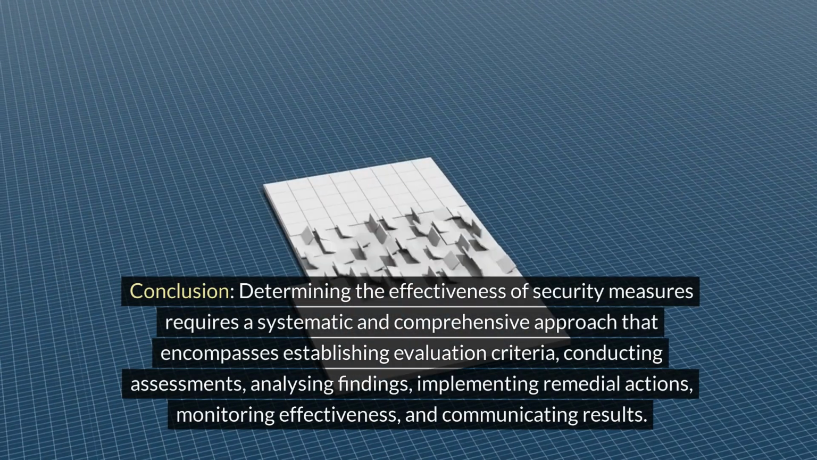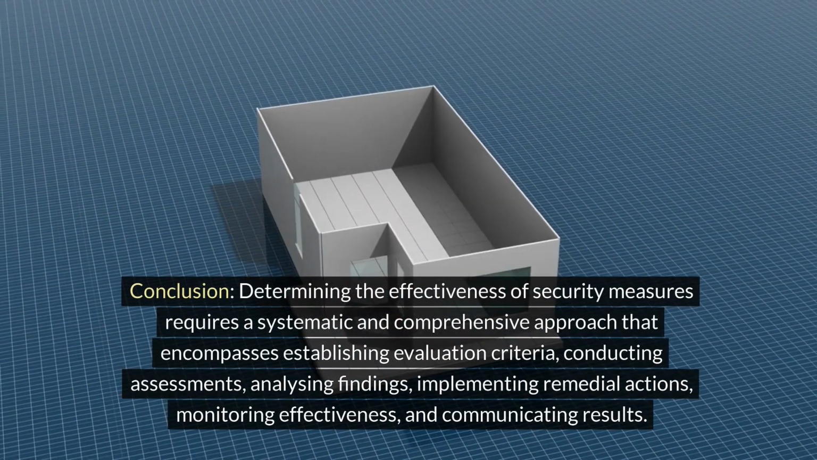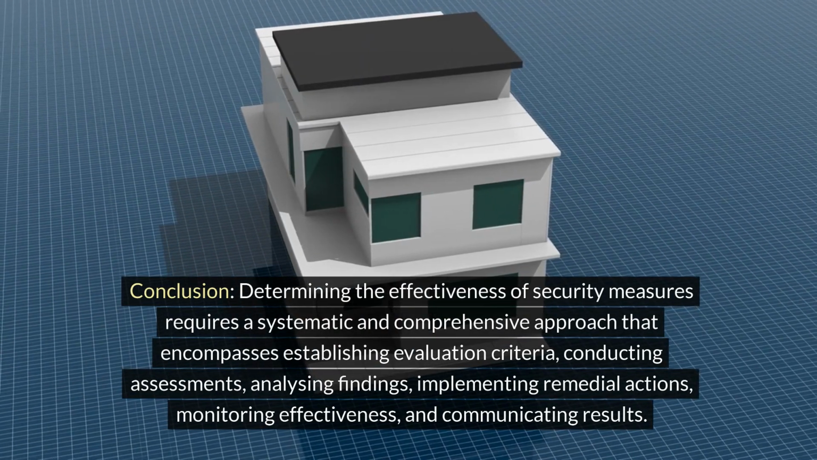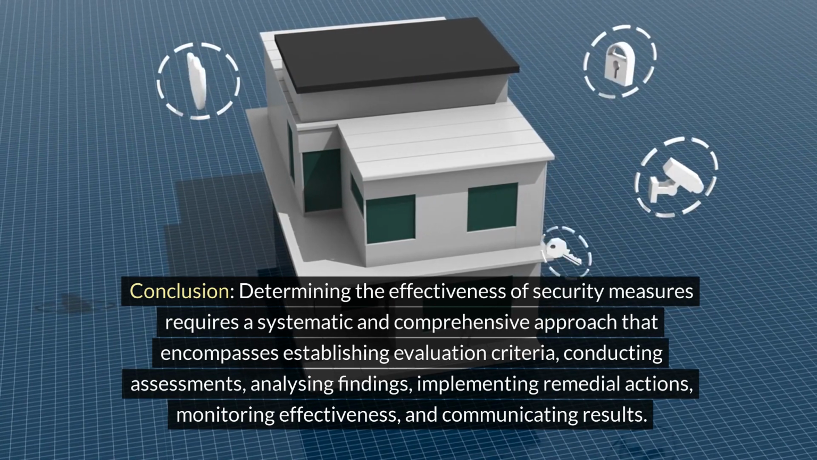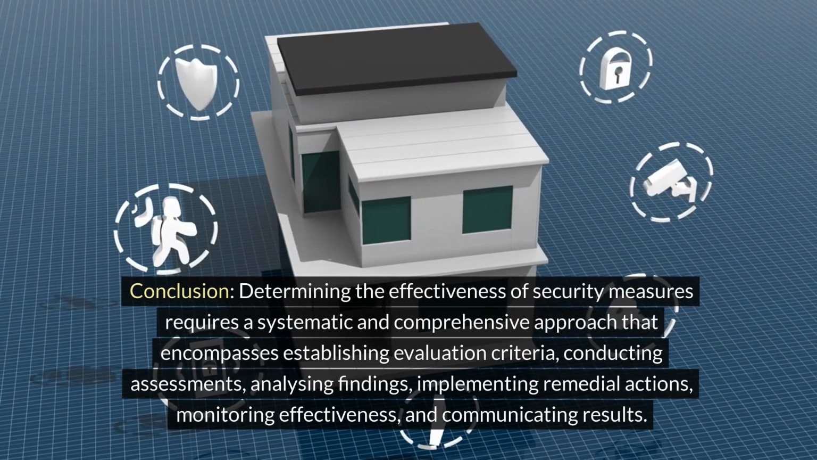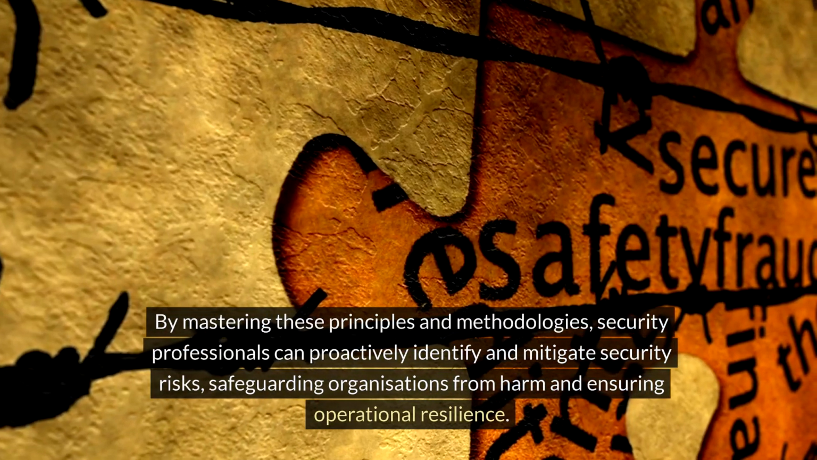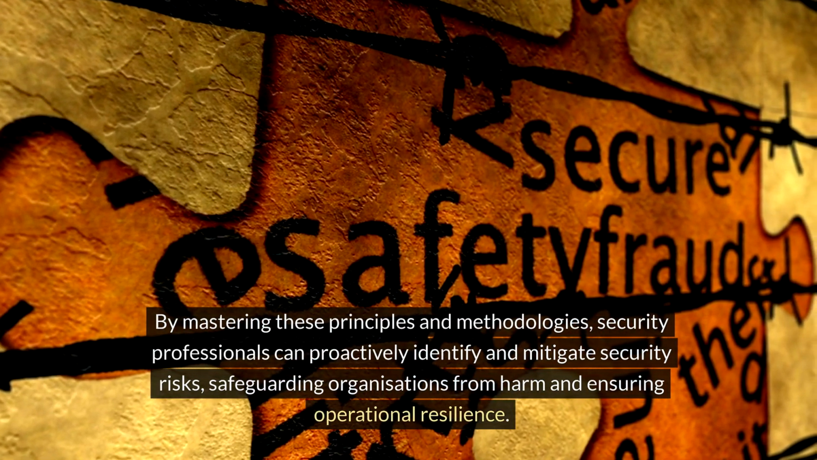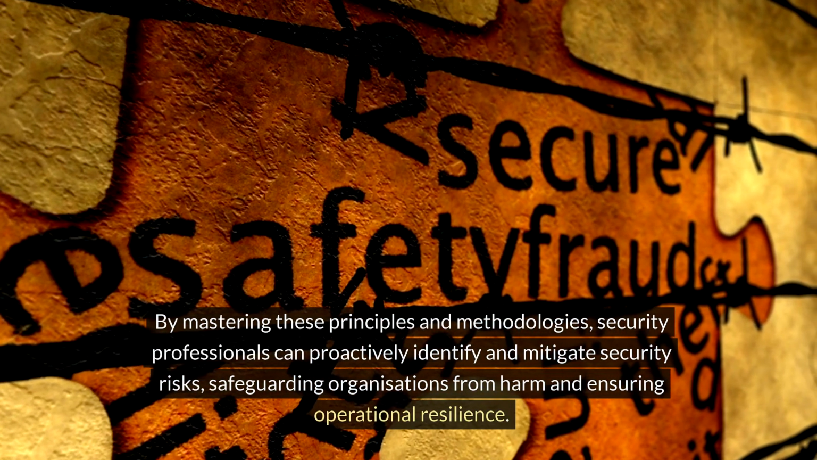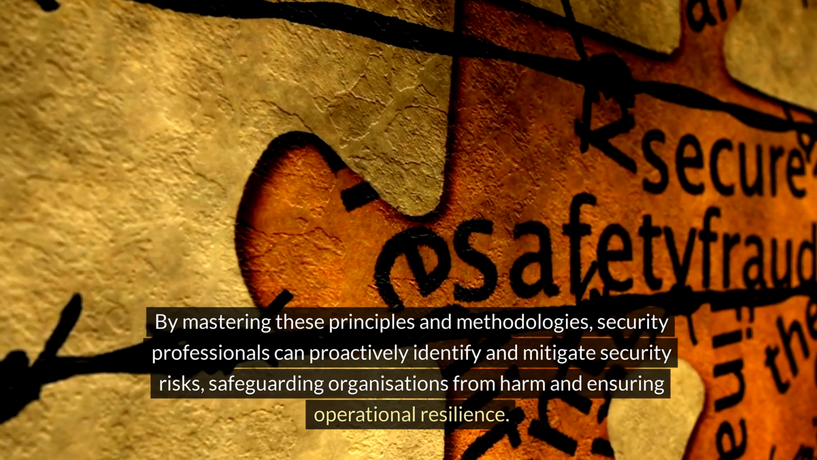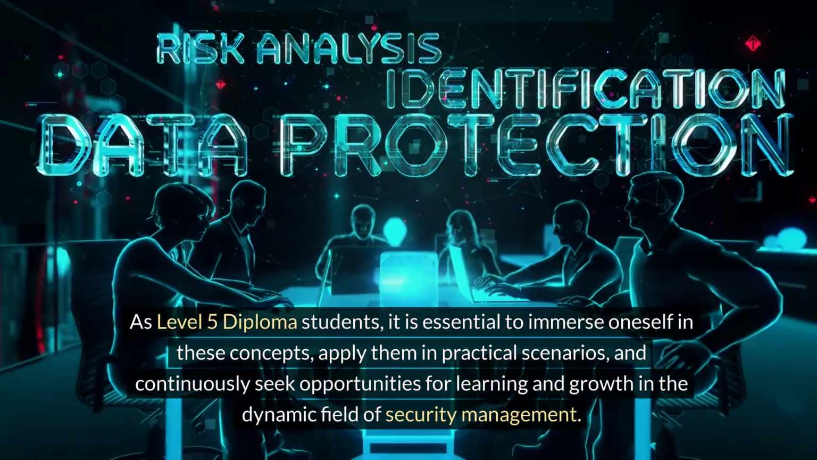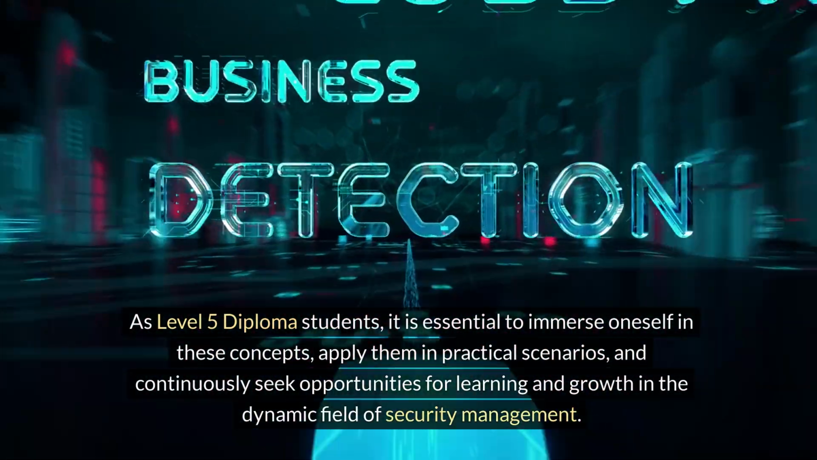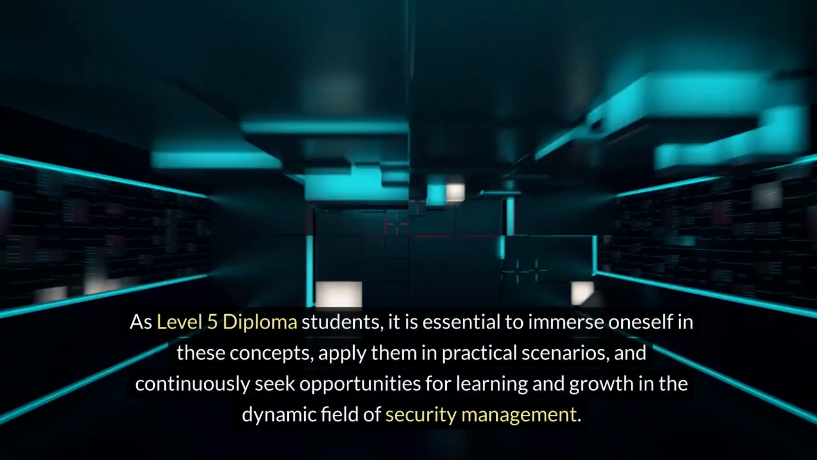Conclusion: determining the effectiveness of security measures requires a systematic and comprehensive approach that encompasses establishing evaluation criteria, conducting assessments, analyzing findings, implementing remedial actions, monitoring effectiveness, and communicating results. By mastering these principles and methodologies, security professionals can proactively identify and mitigate security risks, safeguarding organizations from harm and ensuring operational resilience. As Level 5 diploma students, it is essential to immerse oneself in these concepts, apply them in practical scenarios, and continuously seek opportunities for learning and growth in the dynamic field of security management.